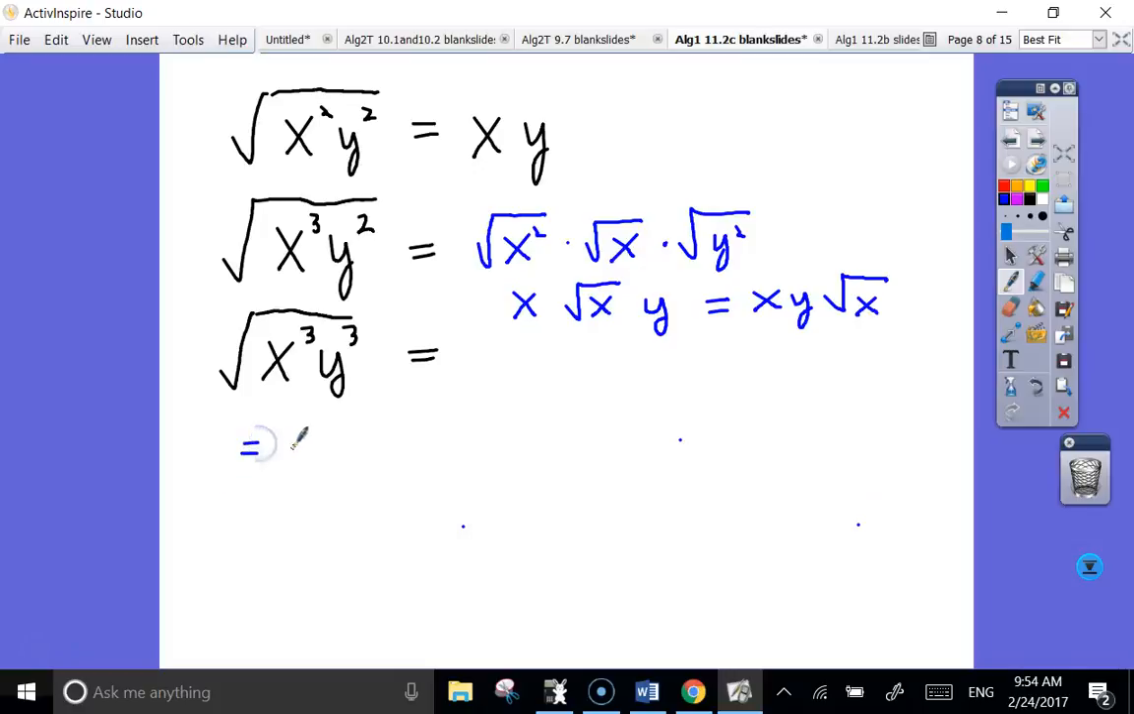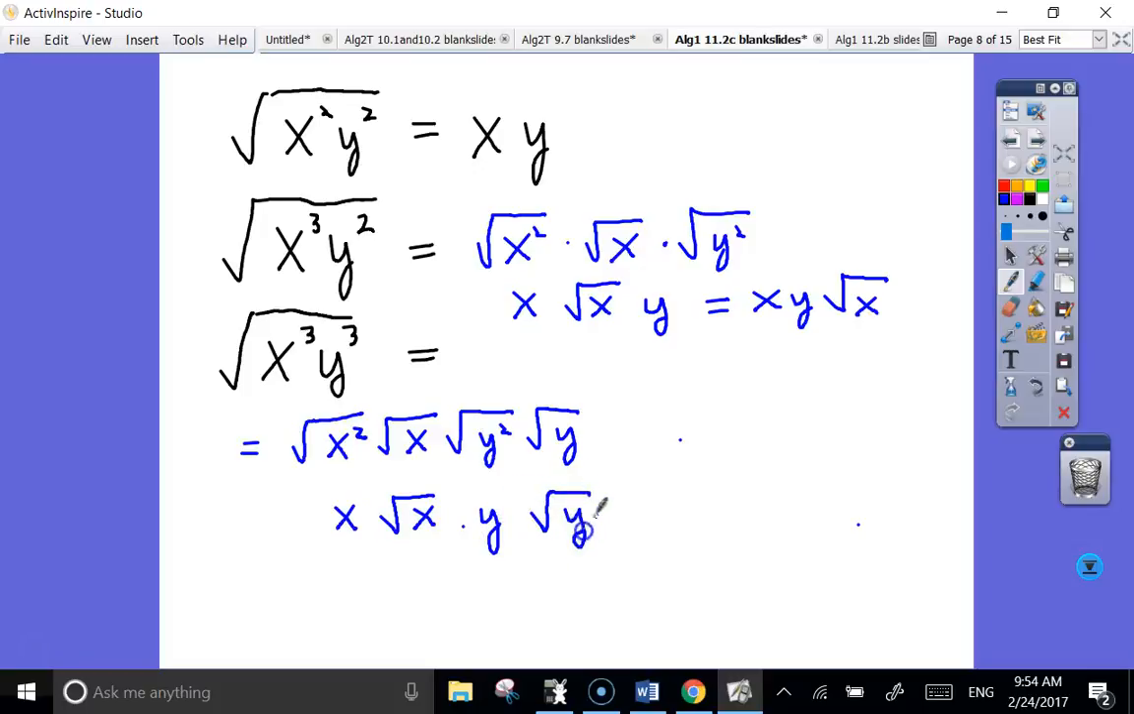This equals the square root of x squared times the square root of x times the square root of y squared times the square root of y, right? Now I can simplify the square root of x squared, but I can't simplify the square root of x. I can simplify the square root of y squared, but I can't simplify the square root of y. Now I'm going to put everything together which is outside the radical, xy, and everything together that's inside the radical, xy. Done.